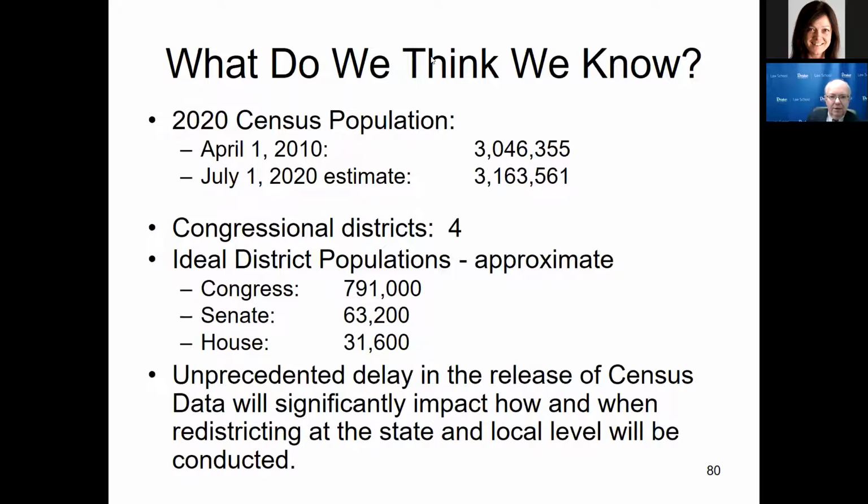However, the unprecedented delay in the release of the census data will significantly impact how and when redistricting at the state and local level will be conducted. Obviously, a delay from April 1st to September 30 is going to impact a lot of deadlines, especially those established by Iowa's Constitution regarding completion of legislative redistricting. It will have a ripple effect for local jurisdictions trying to complete their precincting and city, ward, and county supervisor district plans.